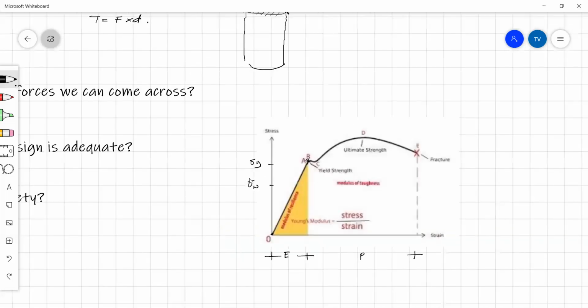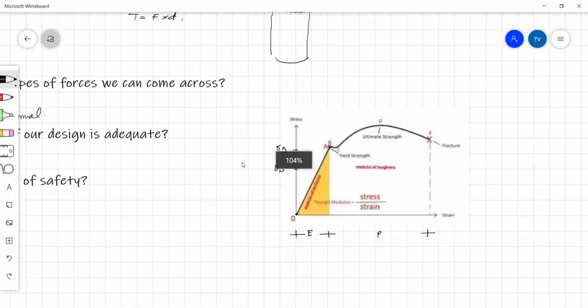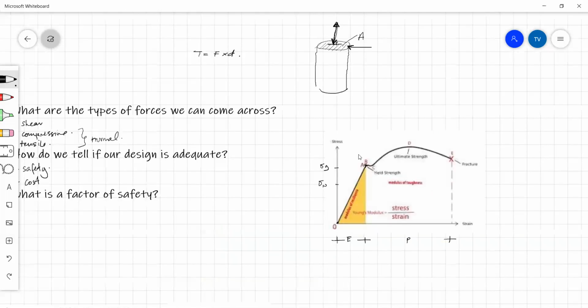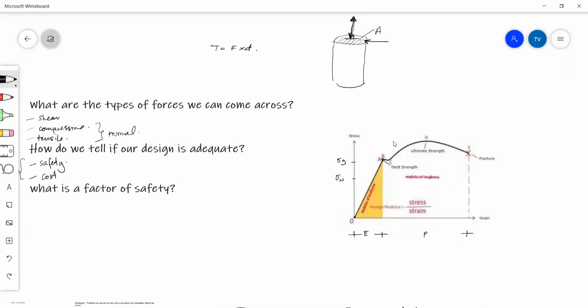So that is how we tell if our design is adequate or not: if the working stress is less than the yield stress. Now, can anybody tell me what the factor of safety is? What is the factor of safety?